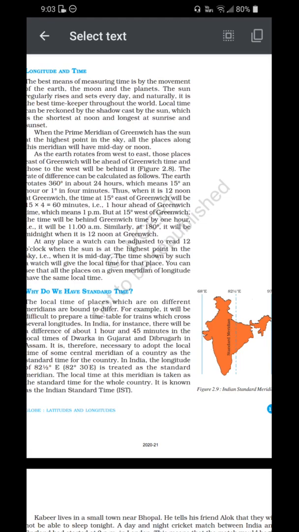In India, the longitude of 82 degrees 30 minutes east is treated as the standard meridian. The local time at this meridian is taken as the standard time for the whole country. It is known as the Indian Standard Time, IST.